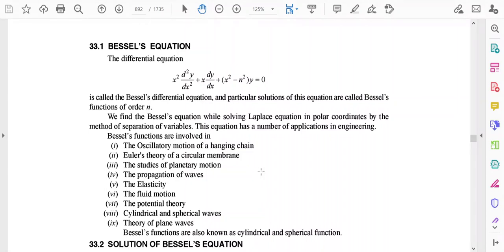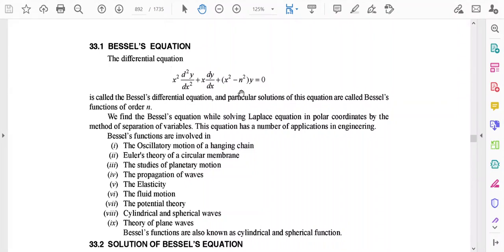In this lecture, we are going to discuss Bessel's equation. So, what is Bessel's equation? It is a type of differential equation denoted by x square d square y by dx square plus x into dy by dx plus (x square minus n square) into y is equal to 0.